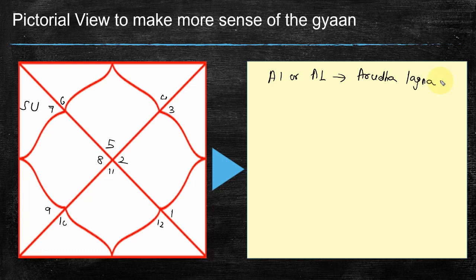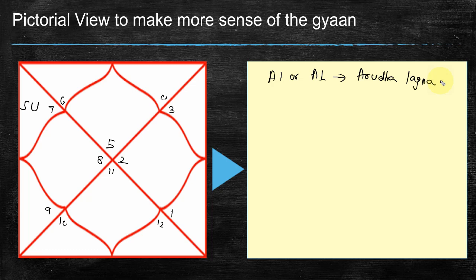Another important reference point is Karakamsha Lagna. Always remember this golden rule: don't freeze your chart with one reference. Always make sure that you look at it from a holistic perspective and you consider multiple reference points. That's when you will get the true picture, otherwise you will go wrong.